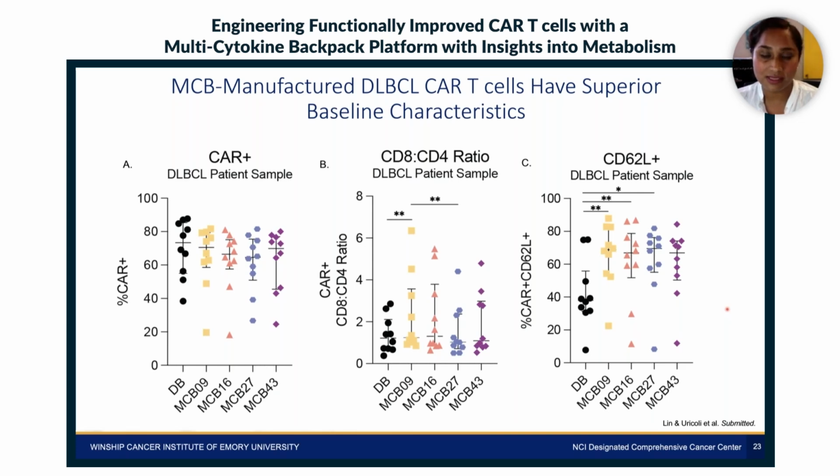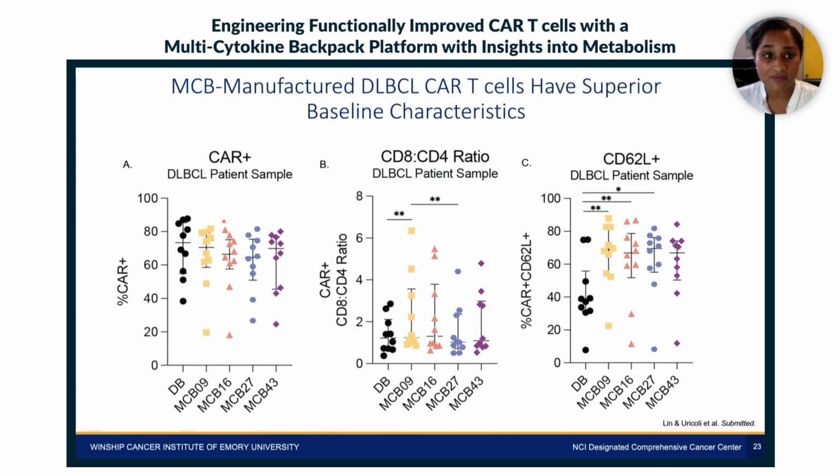So our first order of business was actually using these MCBs to manufacture CAR T cells from diffuse large B-cell lymphoma patient T cells. And so these are patients that would be eligible for CAR T cell manufacturing and treatment. And so we were able to obtain these samples and manufacture CAR T cells using either Dynabeads plus IL-2, which is always denoted as DB, or our 4 different MCB formulations.